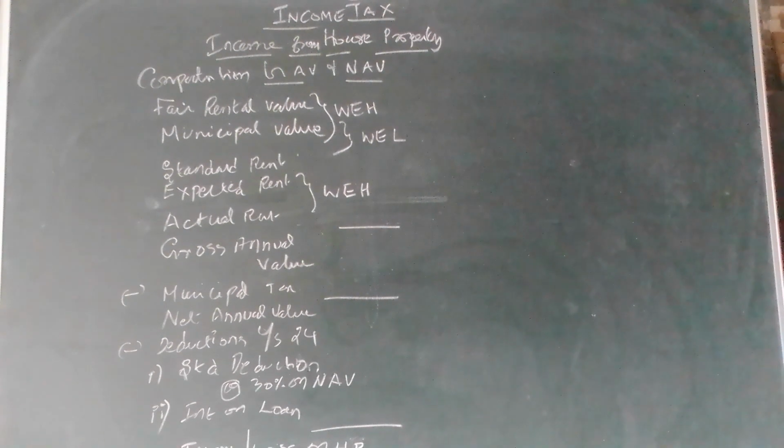That expected rental value is denoted in short as ERV. That ERV should be compared with the actual rent you are getting. So, if from the property I am getting 60,000 rupees for a year as rent, then these two things should be compared. The higher value is taken as GAV, that means gross annual value.